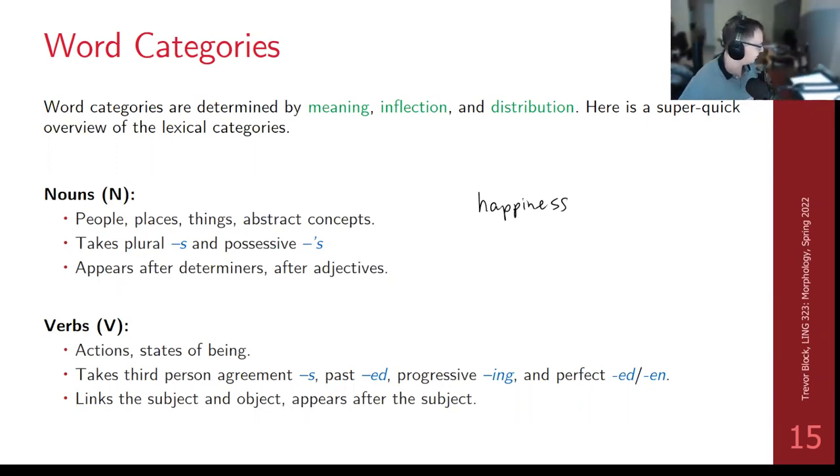And you can determine that something is a noun by putting a determiner before it. So the happiness, or after an adjective. So you could say great happiness. If you have verbs, you have actions or states of being. So an example like kick is obvious. Feels might be pretty clear too. But we also have these linking verbs like is. So you could say X is Y, he is happy.